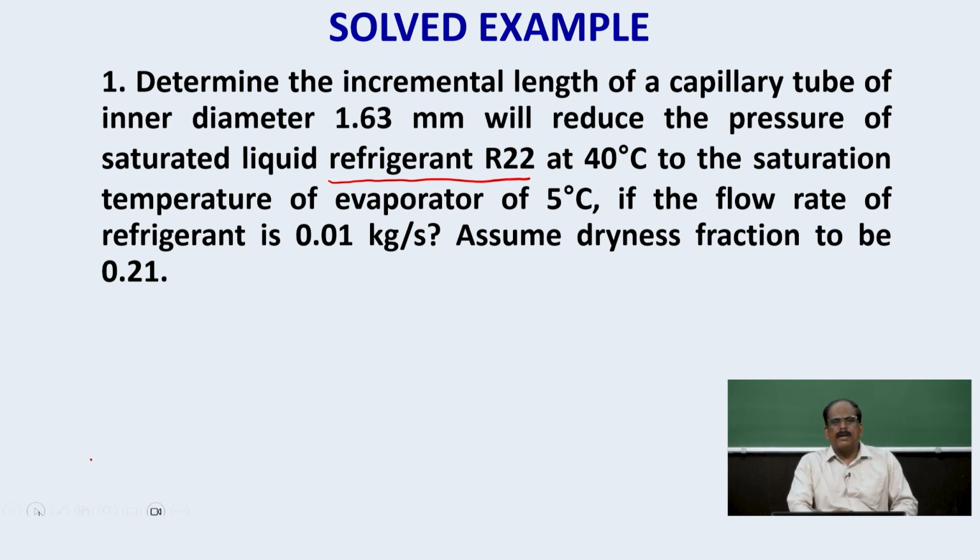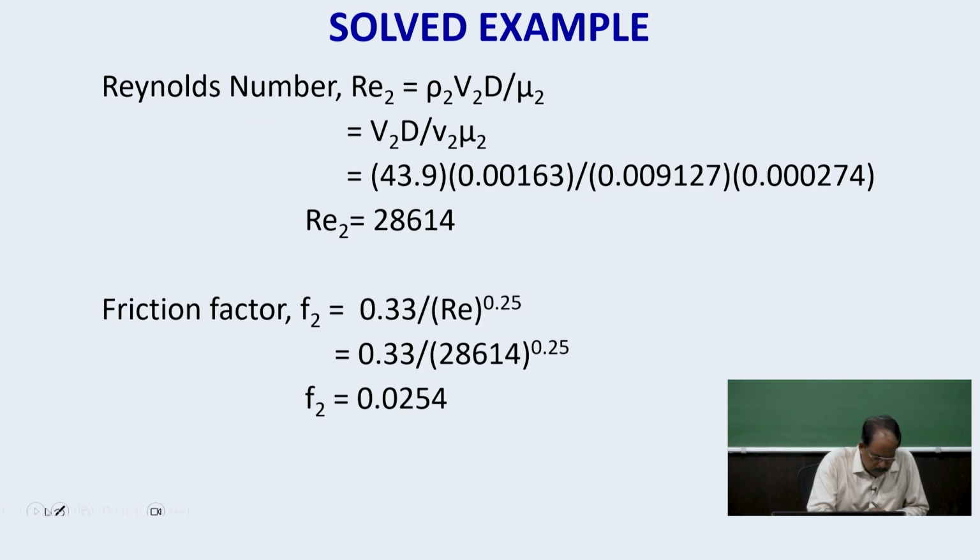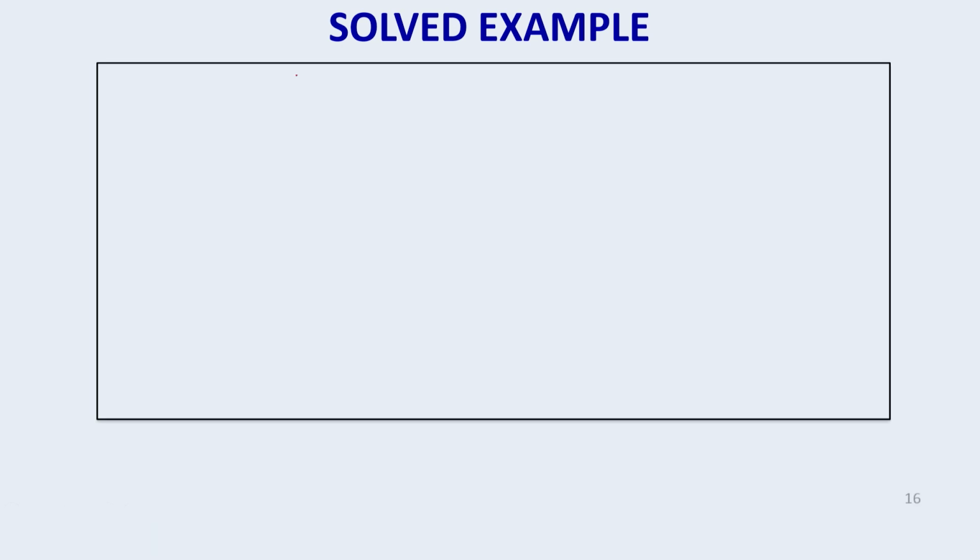Though the detailed solution is given in the PPT, I will be solving the problem step by step so that the learners can have better clarity. It's a quite lengthy problem. Let us write the given data. The condenser temperature is given as 40 degrees centigrade. Let us go to the problem.